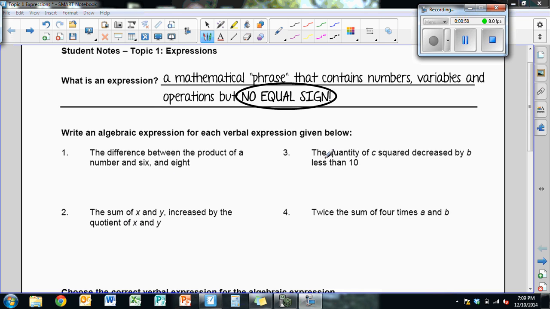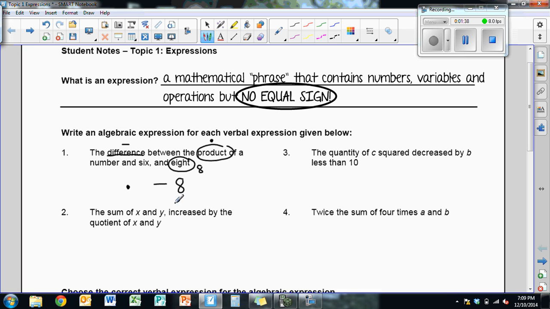This problem has a lot going on with it, so let's break it down. Difference tells us to subtract, and we want to subtract this product and 8. So we're subtracting some kind of product and 8. Product means to multiply, and 8 is simply the number 8. These are making up part of our expression, the left and right side of our expression. On the left side, we have that product, the multiplication. On the right side, we have the 8.